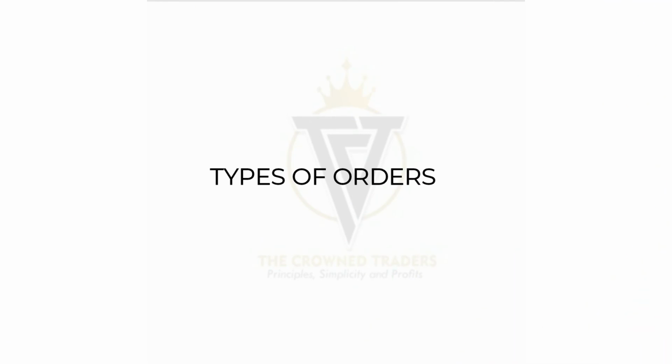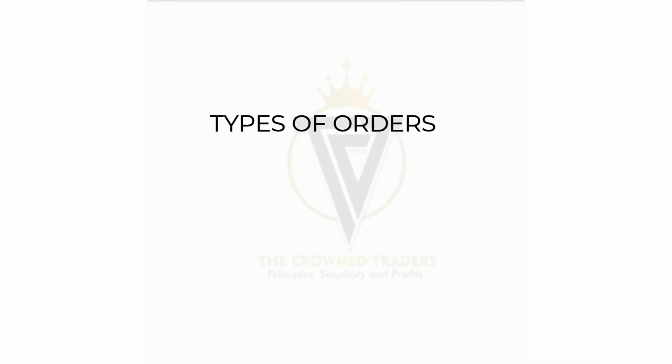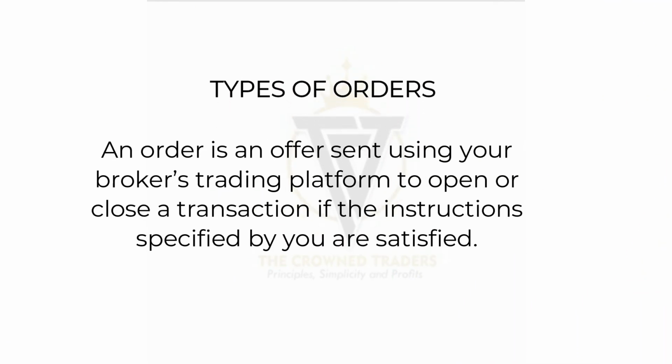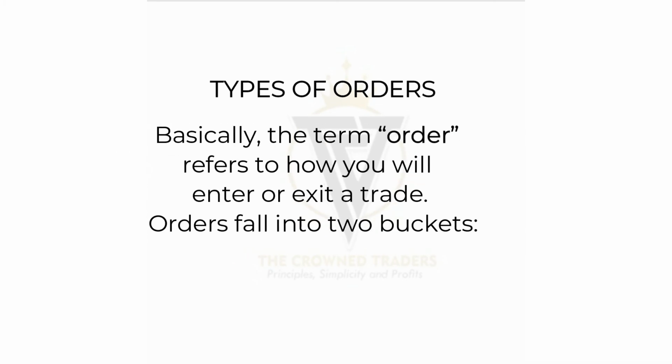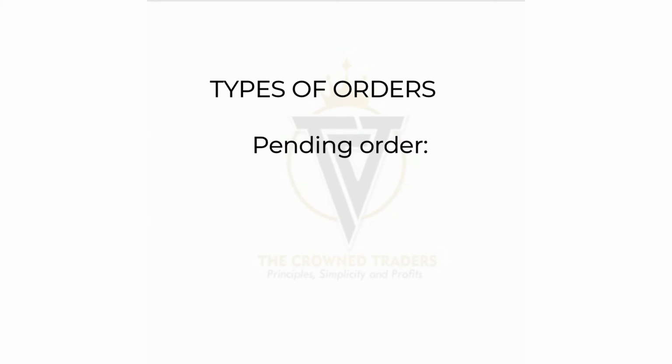Now, we have types of orders in the market. An order is an offer sent using your broker's trading platform to open or close a transaction if the conditions specified by you are satisfied. Basically, the term order refers to how you will enter or exit a trade. Orders fall into two baskets. We have the market orders, and we have the pending orders.